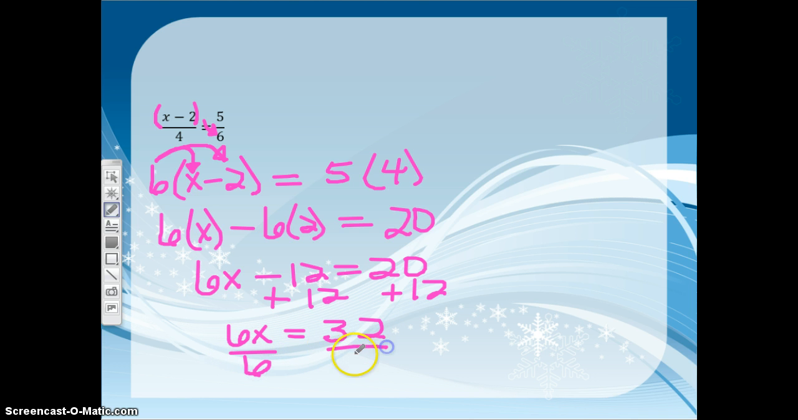To isolate x, we need to get rid of that 6. 6 divided by 6 is equal to 1. 32 divided by 6, ooh, that's not nice. It's not a nice even number. But we can simplify it. Let's see. 2 will go into 32, 16. 2 will go into 6, 3. Our answer is 16 thirds.